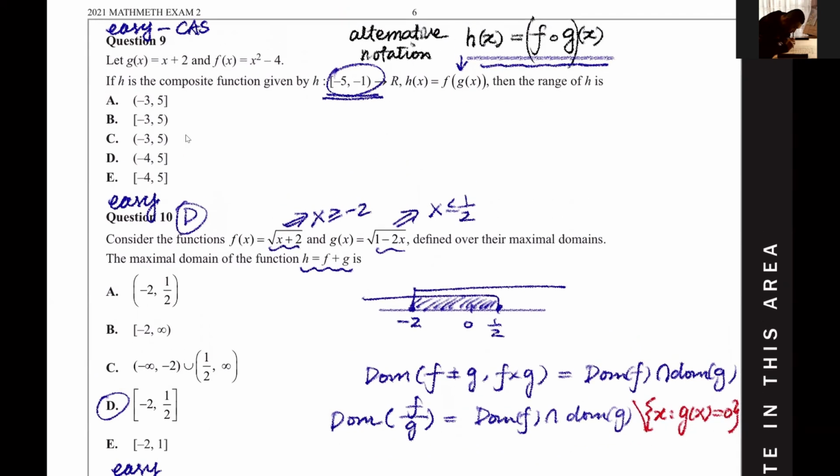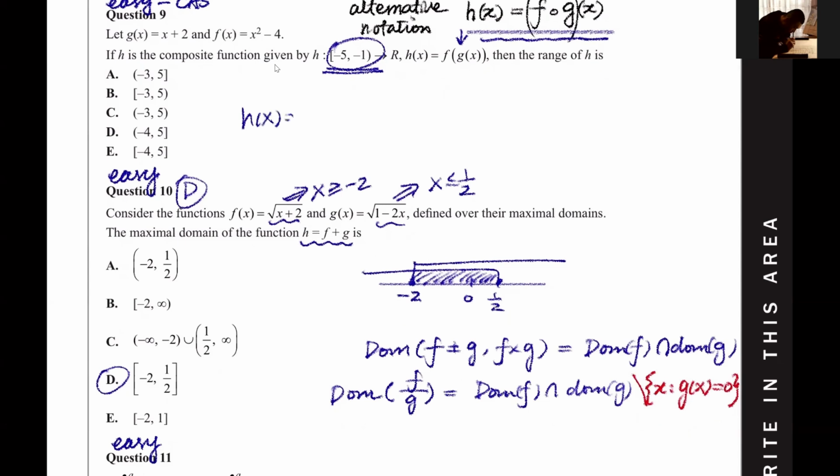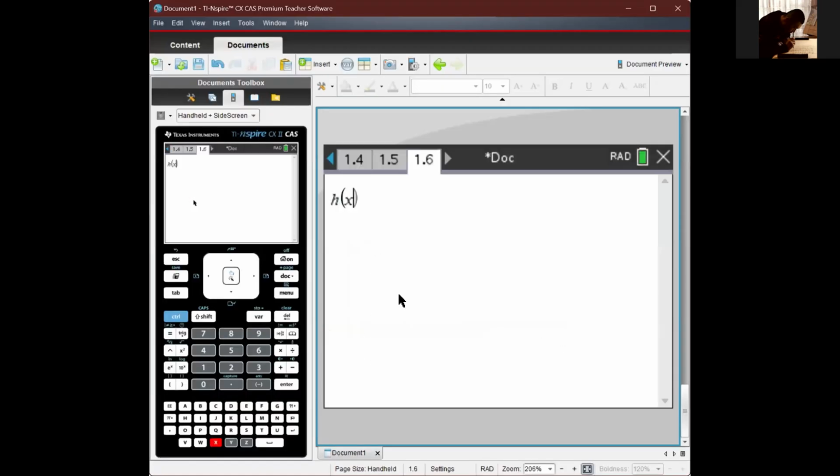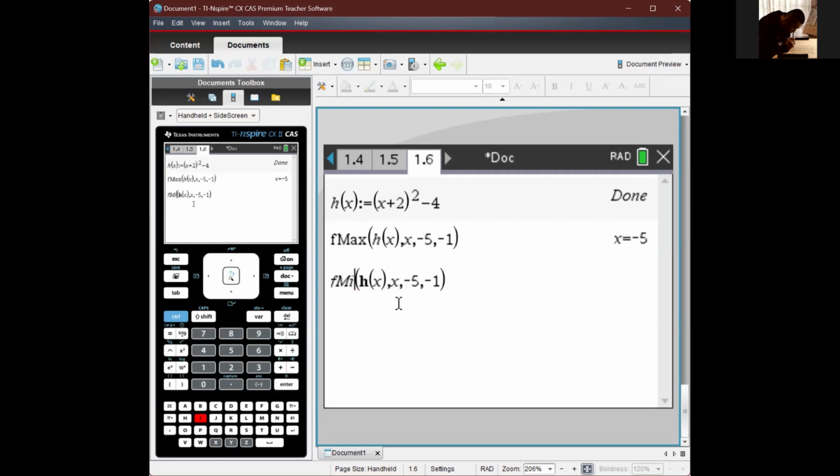All right, let's go back and look at question 9. So the inner function is x plus 2. The outer function is this thing. So we may say h of x equals (x plus 2) squared minus 4 over this domain. h of x is assigned to (x plus 2) squared minus 4, x from minus 5 to minus 1. And the minimum is at x equals minus 2, so I would be calculating f of minus 2 to minus 5.